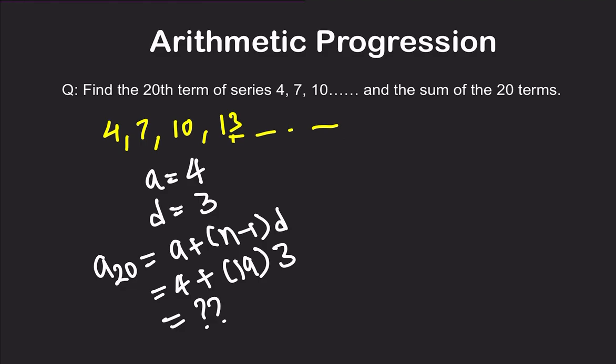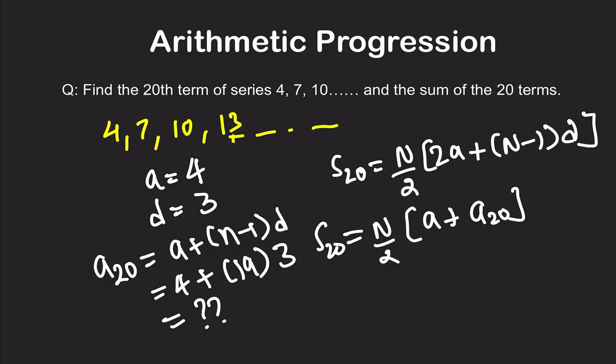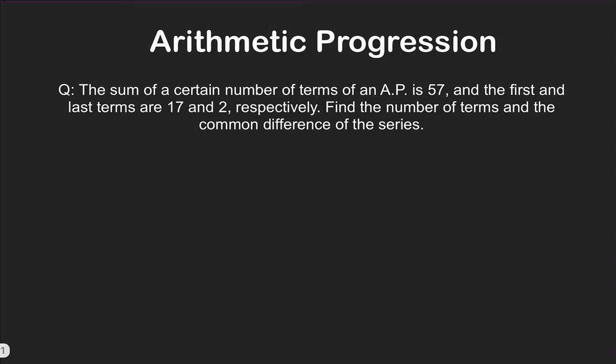Now, what is the sum of the first 20 terms? Sum of the first 20 terms, two formulas you have: n by 2 into 2a plus n minus 1 into d, or second is n by 2 into a plus 20th term, meaning the last term. You can use whatever formula you want to use and you will get the same answer. And this is one of the easiest questions of arithmetic progression, just the application of the formulas, right? Moving on to the next question.